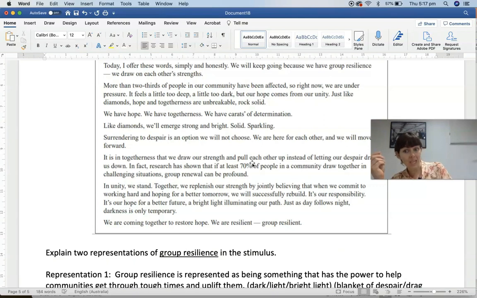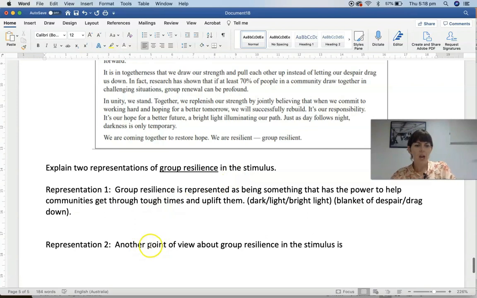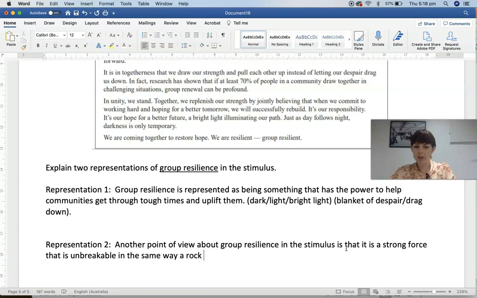So I think I should talk about that a little bit and say, I mean, group resilience is not being represented as being something weak, is it? Or flimsy or fragile. This person's saying things like rock solid, gold, carrots, diamonds, unbreakable. So I think I'm going to mention that. Another point of view about group resilience in the stimulus is that it is a strong force that is unbreakable in the same way a rock is solid and unbreakable.